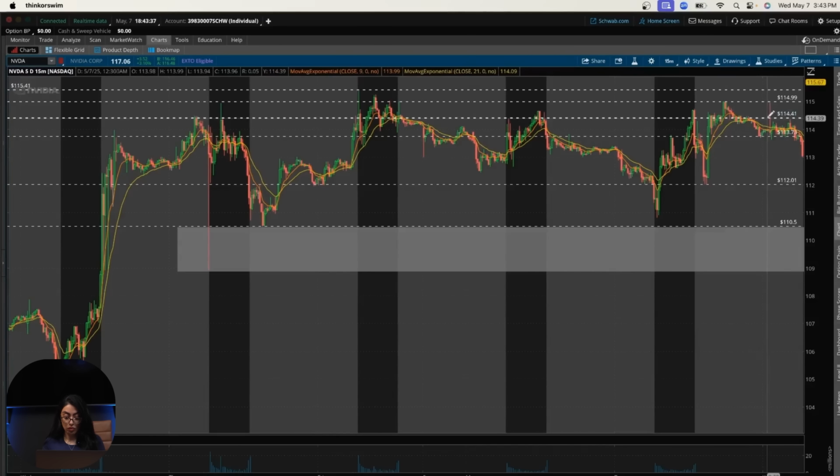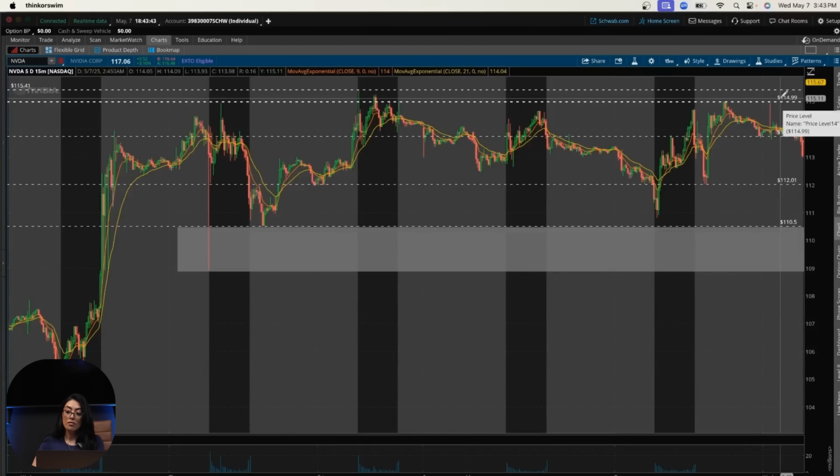So I'm going to actually remove this level, and I'm going to hold on to the 115. Now above 115, what's the next level up? Oh, it's the top of the range that NVIDIA has been in for the past 4 or 5 days. What's more significant, the pre-market high or the top of the range that it's been in for the past 4 or 5 days? The top of the range. So what am I going to wait for calls? A break above 115.50, 115.40.